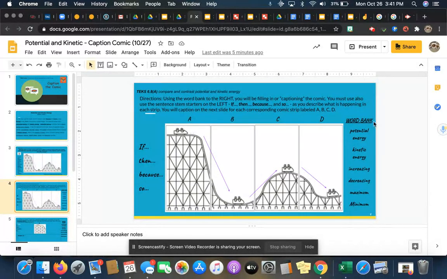On the right side, it says word bank. My word bank includes potential energy, kinetic energy, increasing, decreasing, maximum, and minimum. On the left, it shows my sentence stems that you will be using. You're going to use one sentence stem for each frame. They're going to go in order. So for frame A, you're going to use the sentence stem if. And then for frame B, it will be then. C will be because. And D is so. Because you're going to tell a story with this comic strip. Let's go to slide 5.